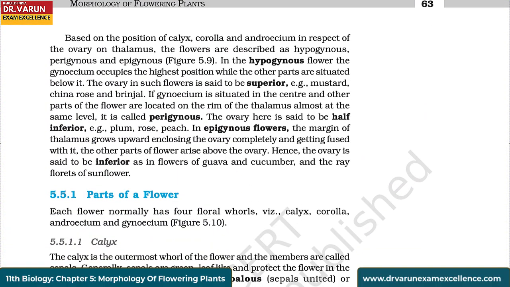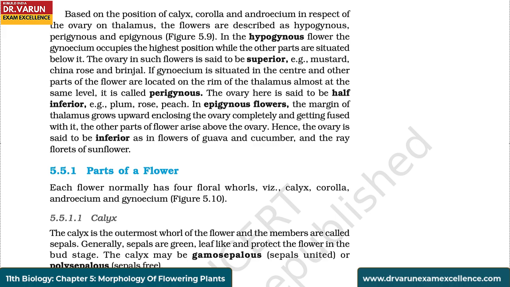Based on the position of calyx, corolla and androecium in respect of the ovary on thalamus, the flowers are described as hypogynous, perigynous and epigynous. In the hypogynous flower, the gynoecium occupies the highest position while the other parts are situated below it. The ovary in such flowers is said to be superior, example mustard, China rose and brinjal. If gynoecium is situated in the center and other parts of the flower are located on the rim of the thalamus, almost at the same level, it is called perigynous. The ovary here is said to be half inferior, example plum, rose, peach.